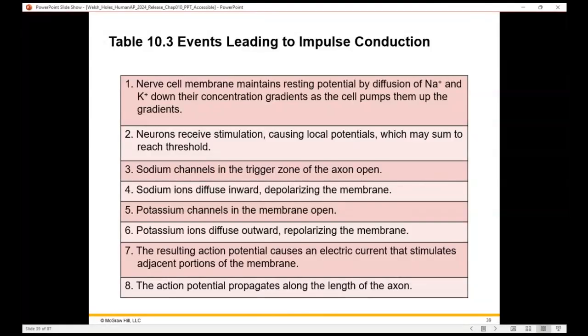Sodium ions diffuse inward, depolarizing the membrane. Potassium channels in the membrane then open. Potassium ions diffuse outward, repolarizing the membrane. The resulting action potential causes an electric current that stimulates adjacent portions of the membrane. The action potential propagates along the length of the axon.